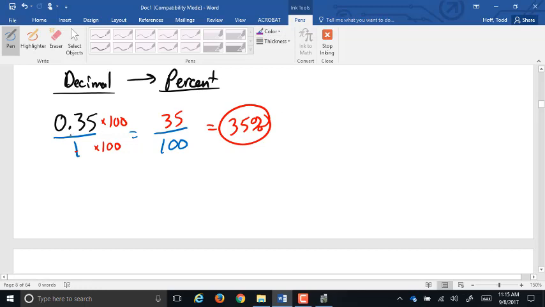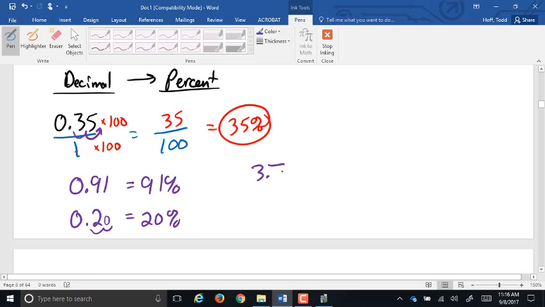Since we're always going to be multiplying by 100, the decimal point is always going to be moving 2 spots to the right. So I wouldn't make you write that out. I would accept it if you just move the decimal point. So if I have 0.91, what's that going to become as a percent? 91. 0.2, what's that going to become as a percent? 20. Very good. You have to move it 2 spots, so you have to add that 0 on the end. 3.7, what's that going to become as a percent? 370%.